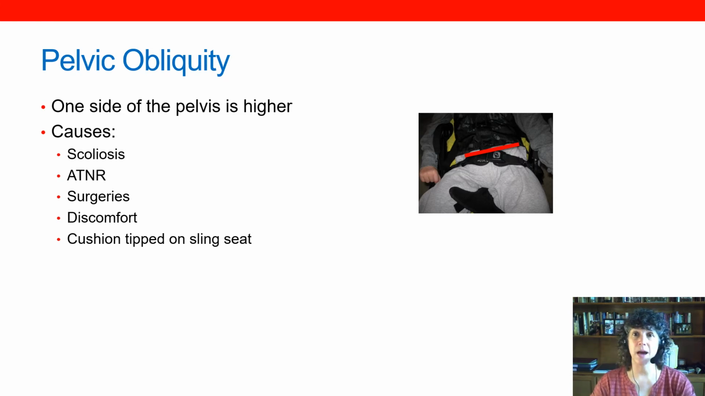Sometimes this is discomfort. Someone may have a really uncomfortable hip, and as a result, they're trying to unweight that hip, and this appears as a pelvic obliquity. And then finally, if somebody has a cushion that's just kind of tossed on top of a sling seat, it often falls off of one of those seat rails and ends up oblique. And of course, the client as a result will be oblique as well.